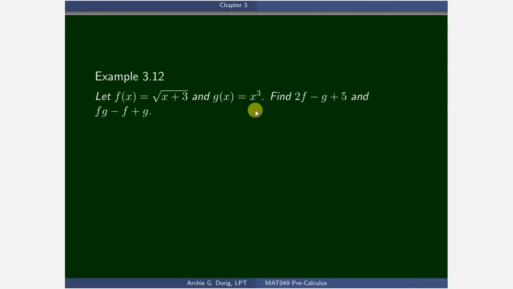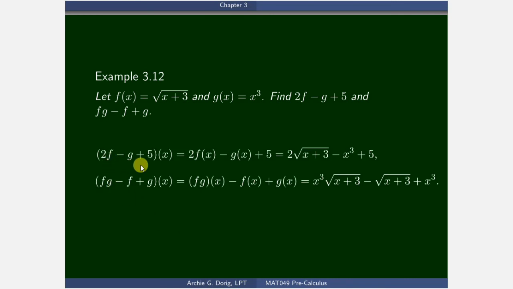Another example, let f of x equals the square root of x plus 3 and g of x equals x cubed. So we will find now 2f minus g plus 5 and f times g minus f plus g. So we have the solution here.